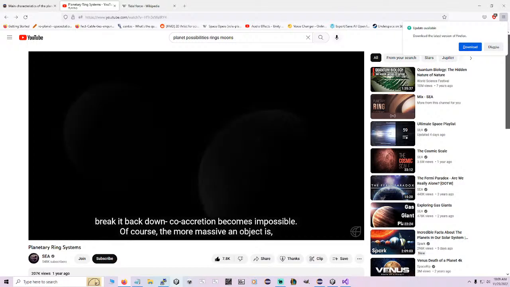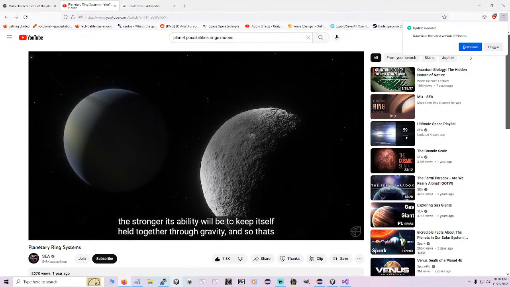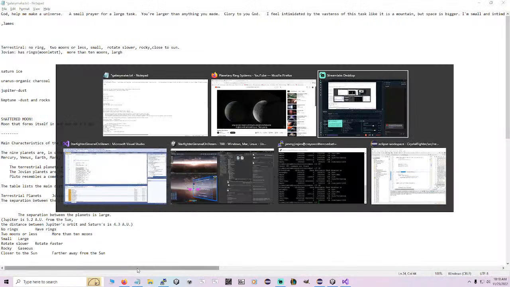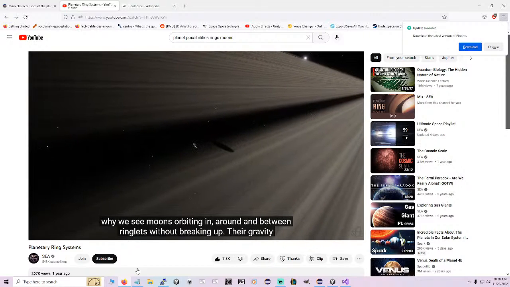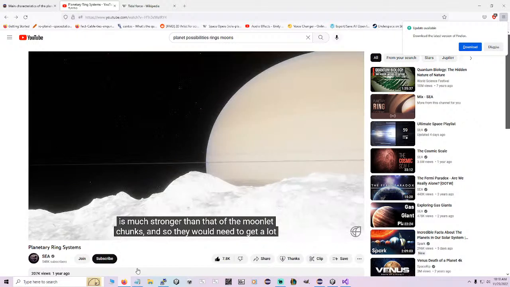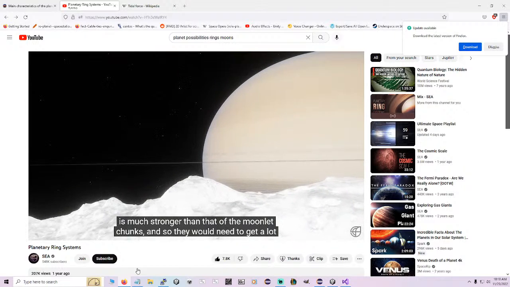Of course, the more massive an object is, the greater its ability to keep itself held together through gravity. And so that's why we see moons orbiting in between ringlets without breaking up. Their gravity is much stronger than that of the moonlet chunks, and so they would need to get a lot closer to the parent planet before they succumbed to tidal forces.